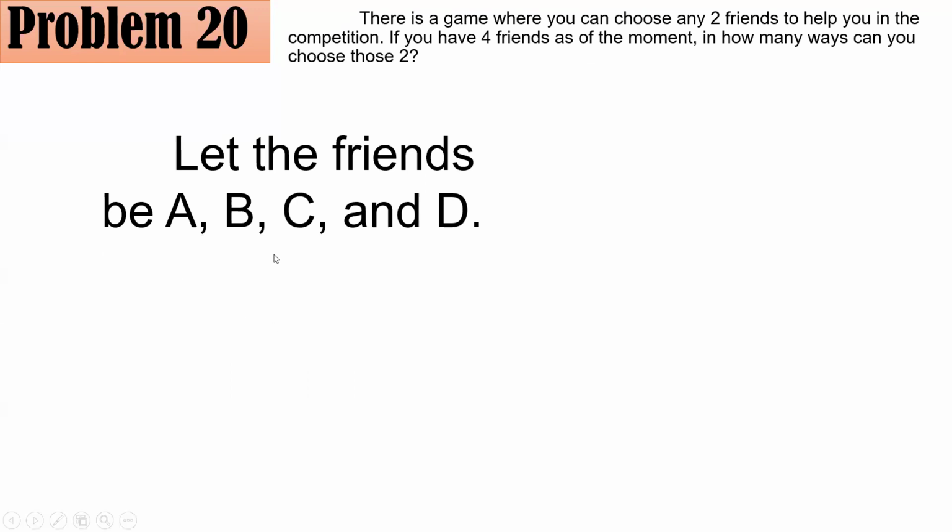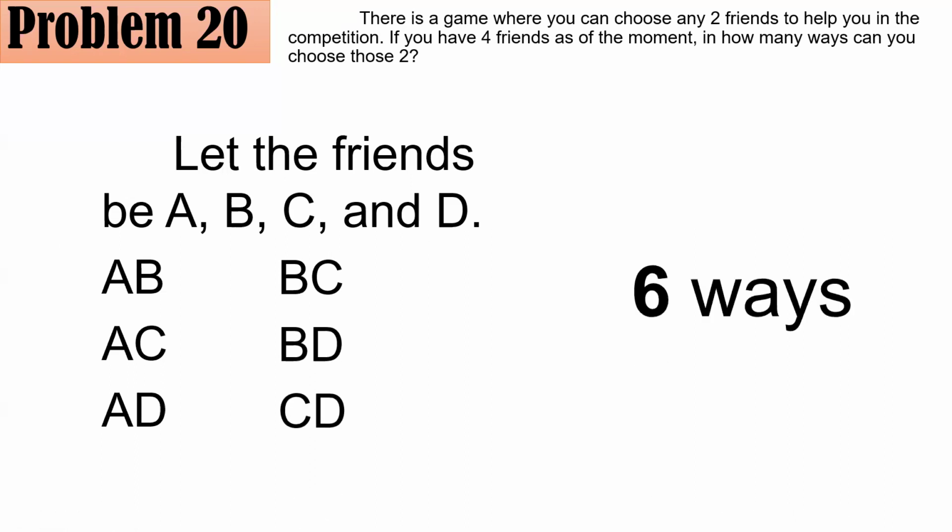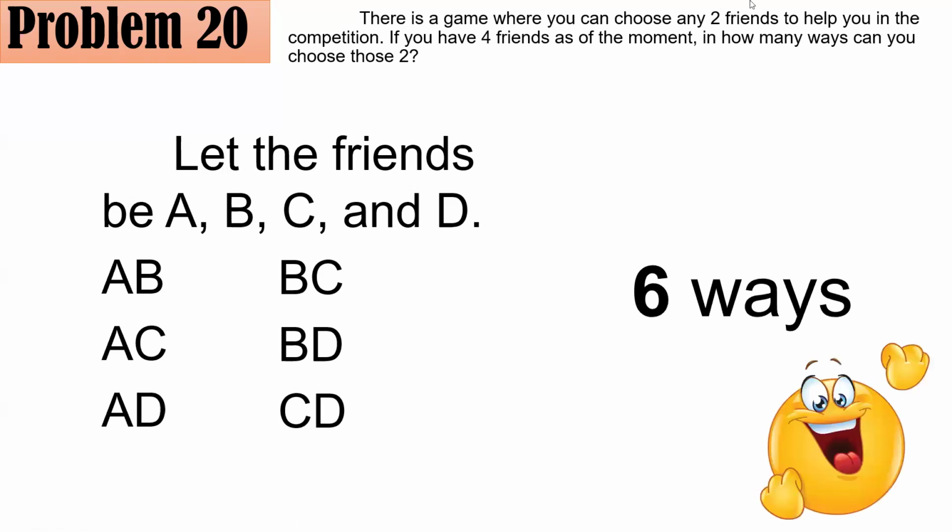So you could have either AB, go to the right, next is AC, next, AD. Then take note, you're done with everything with A. Don't go to the left, okay? BA, because AB is the same as BA. So you have just to go to the right. So you have B now, so BC, then BD, and lastly, CD. Did you get six? If you do, great job.